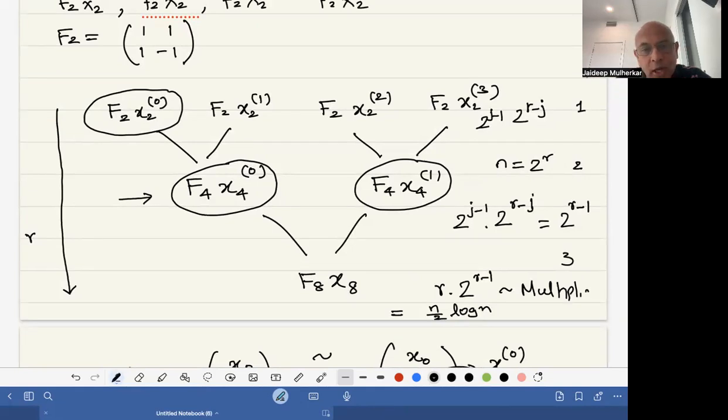Once again, summarizing this last part. There are r levels once we decompose the Fourier matrix into sub-matrices and do that recursively. We get r levels where n is equal to 2 to the power r. And at each level, there are 2 to the r minus 1 multiplications because there are 2 to the r minus j components, and each component is using 2 to the j minus 1 multiplications, right? So you get this order n log n efficiency of the fast Fourier transform.